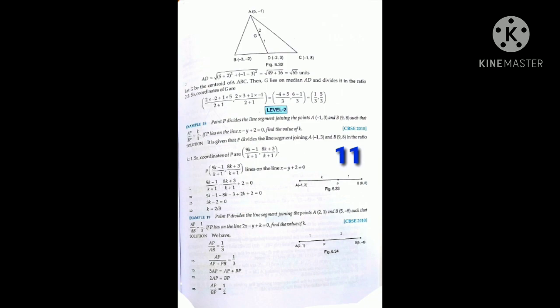So question is very simple. It is given that P divides the line segment joining AB in the ratio of K is to 1. So we can find the coordinates of the point P using the section formula, right? Now this point P lies on this line. So put the values of these coordinates on the line and we will easily get the value of K. So K comes out to be 2 by 3. I hope you got it. It's a very simple question.